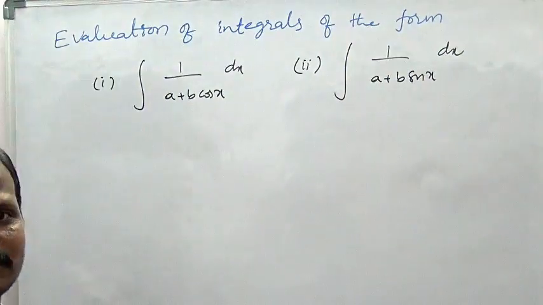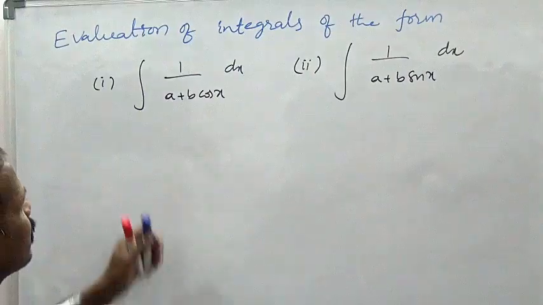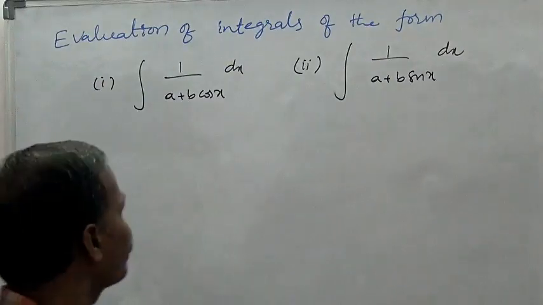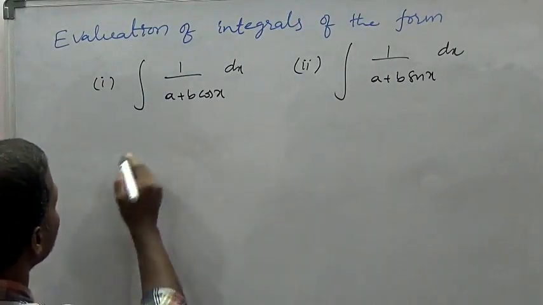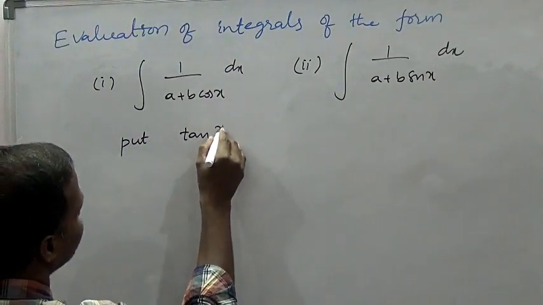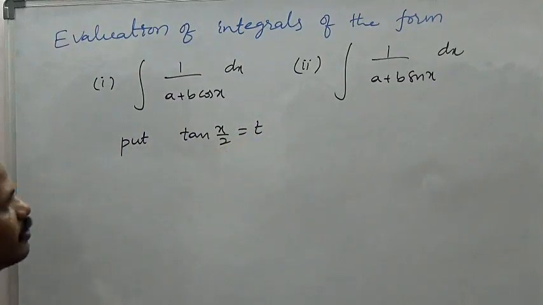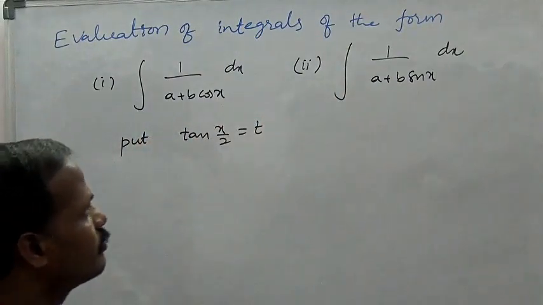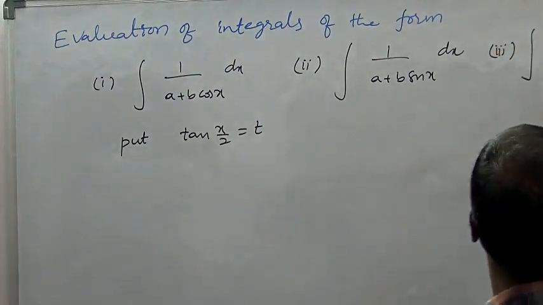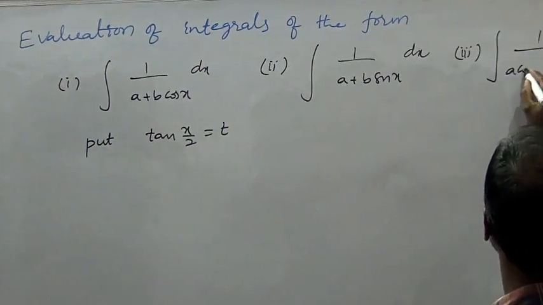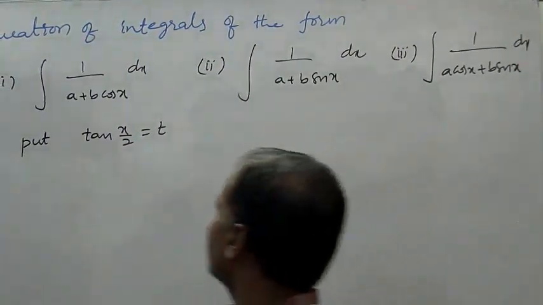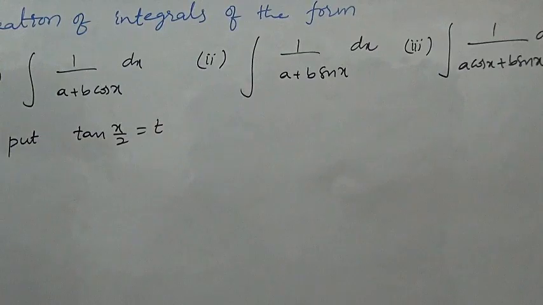Suppose the integrals are of the form 1 by a plus b cos x dx or 1 by a plus b sin x dx. Okay? Then you have to put tan x by 2 equal to t. Okay, if the integrals are in this form. Of course, if the integrals are like this also, integral 1 by a cos x plus b sin x dx, in this way also, you have to put tan x by 2 equal to t.